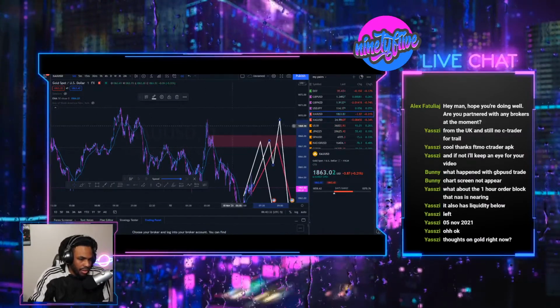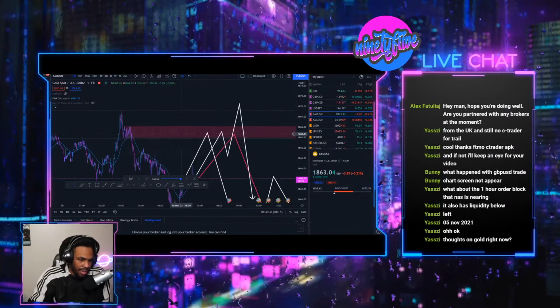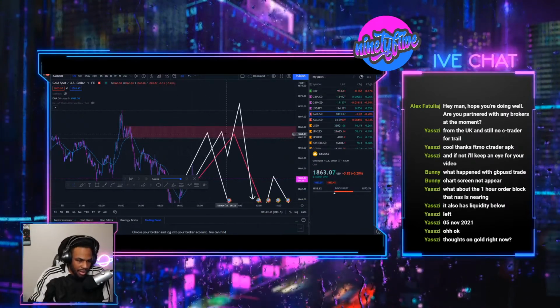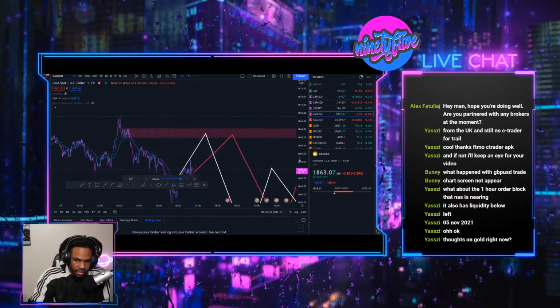Yeah, you got liquidity resting here too, so it could even take out that liquidity. So you may not get the big push off of this zone here. Yeah, this one's in a little weird spot.